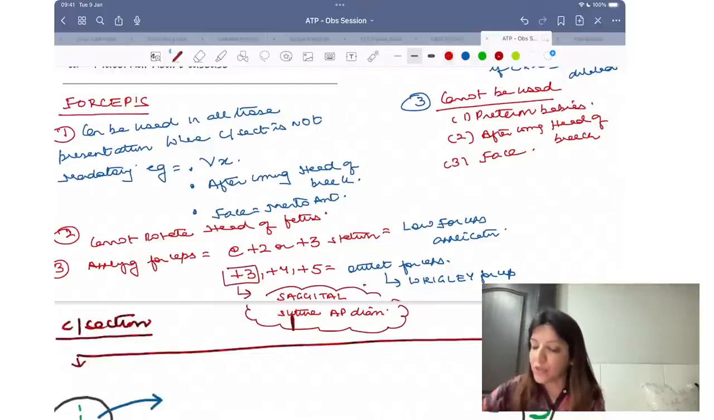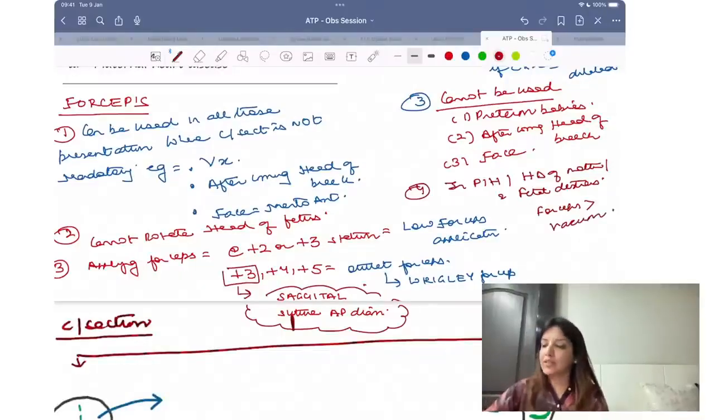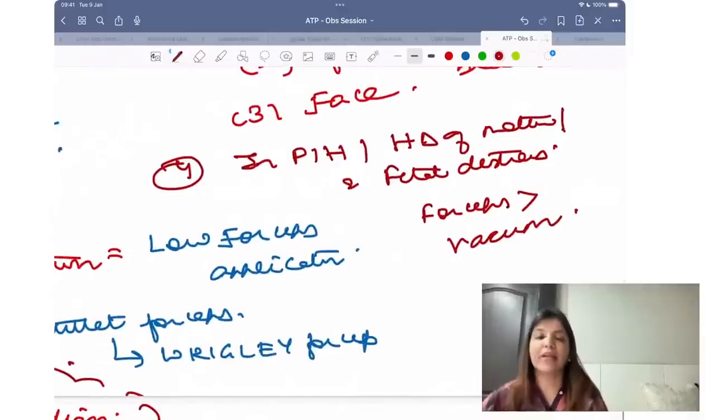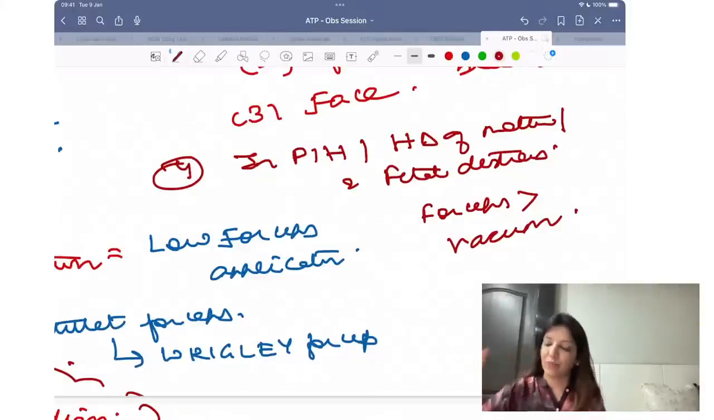Yes. Last point which I want you to remember: in PIH, in heart disease of the mother, and in fetal distress, forceps is preferred over vacuum. I am not saying that vacuum cannot be applied, but forceps is preferred over vacuum in PIH, in heart disease of the mother, and in case of fetal distress. Clear? So this is about forceps and vacuum.